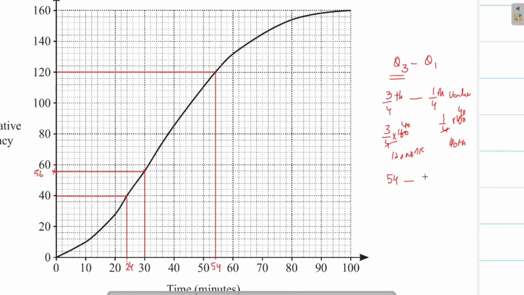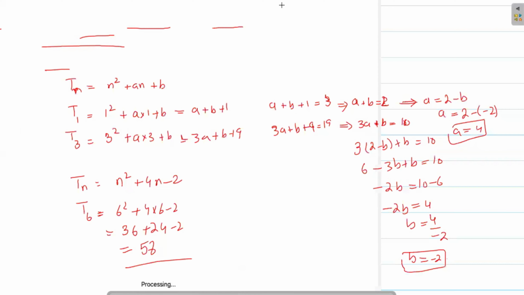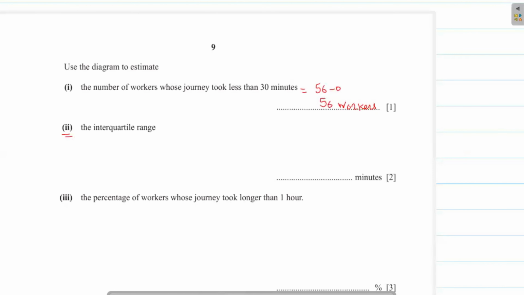Therefore, the 40th worker time is 24, and the difference will be 54 minus 24 minutes. This will be equal to the interquartile range. We write the answer here: the interquartile range is Q3 minus Q1. This will be equal to 54 minus 24, and this will be equal to 30 minutes is the answer.